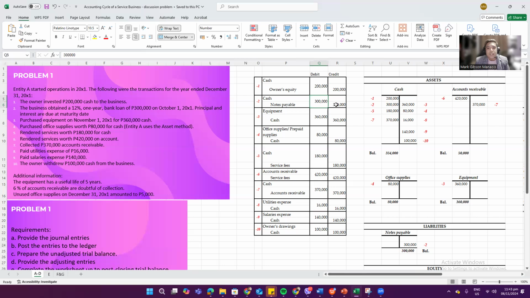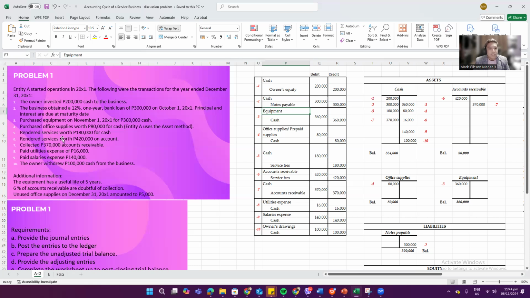Okay, so that's 300,000. So kaya tayo dyan. Number three, purchase equipment for 360,000. So debit equipment, credit cash, kasi we paid it in cash, no, for 360,000. Number four, purchase office supplies for 80,000. So the entry is either office supplies or prepaid supplies for 80,000. That's debit, and then credit cash for 80,000.